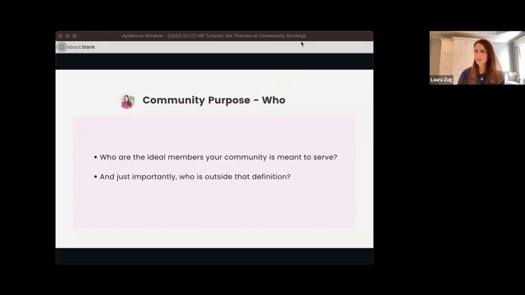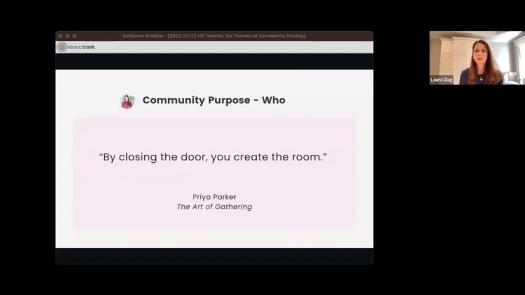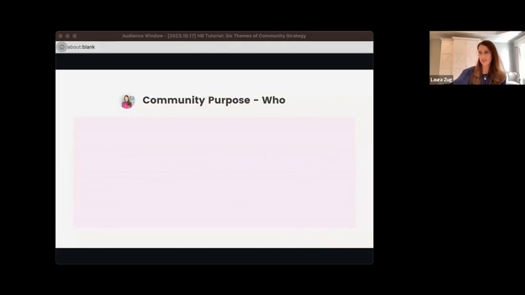So there's this great quote, which I think is on the next slide, and it's from Priya Parker, who wrote the book, The Art of Gathering. And she says, by closing the door, you create the room. So there's this feeling of not wanting to be exclusive, and we're not recommending that, but rather getting super specific, and your ideal audience will become clearer and clearer as you go. So if you have a brand new community, you may not have complete clarity, but as you go along, you'll start to find it. So that's the first part of your purpose statement.